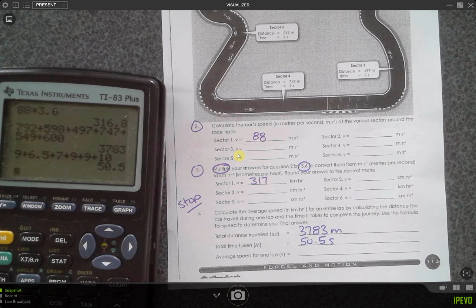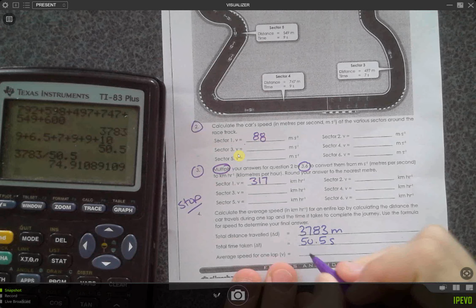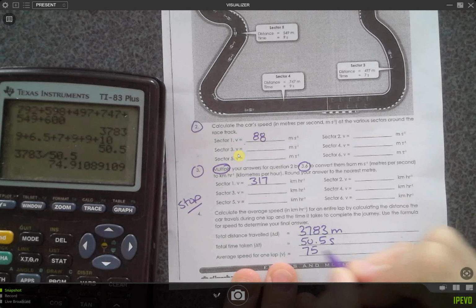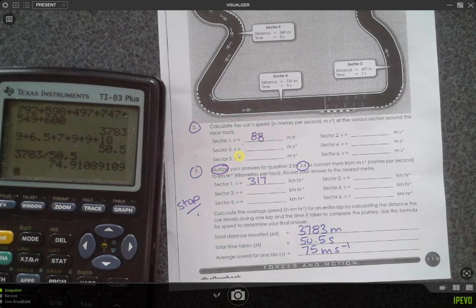And then we are doing the same calculation as before. We are doing the distance divided by the time. So 3,783 divided by 50.5. I get 74.9. We're going to round that up to 75 meters per second. So that's how I calculate the average speed.